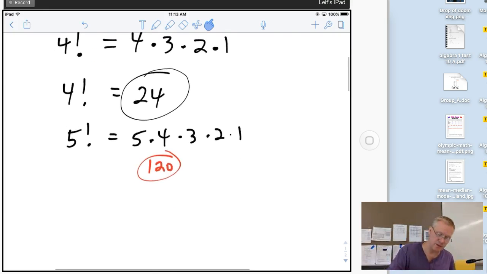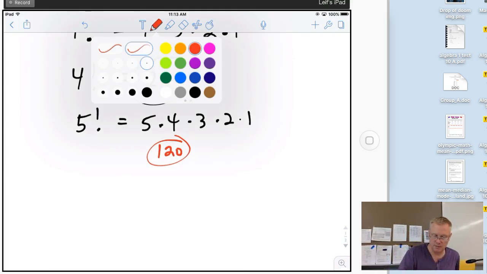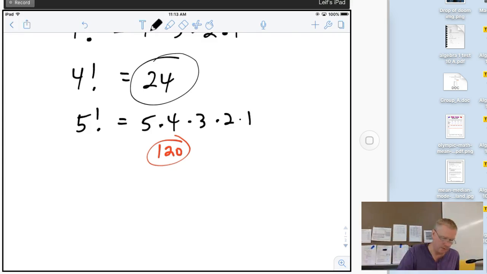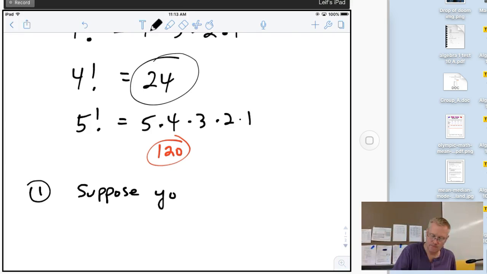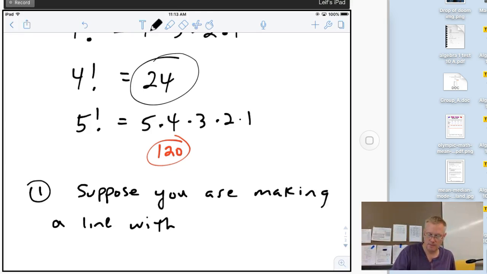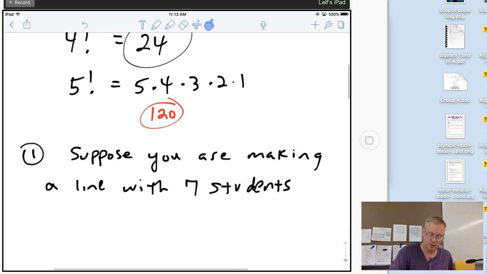Okay, so that's the basics on factorial, and you see problems with that sometimes. For example, suppose you're making a line with 7 students. How many orders can you make the line?